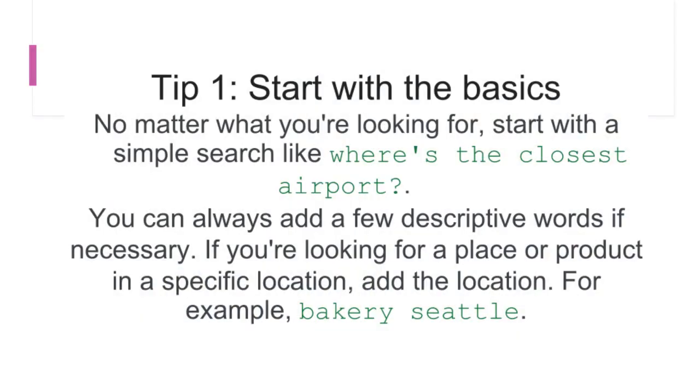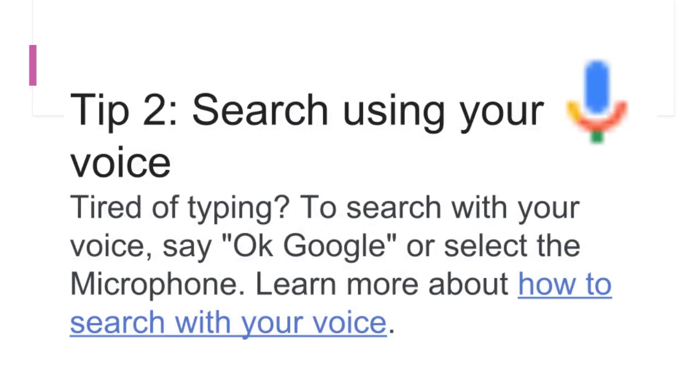No matter what you're looking for, start with a simple search like where's the closest airport. You can always add a few descriptive words if necessary. If you're looking for a place or product in a specific location, add the location. For example, Bakery Seattle.